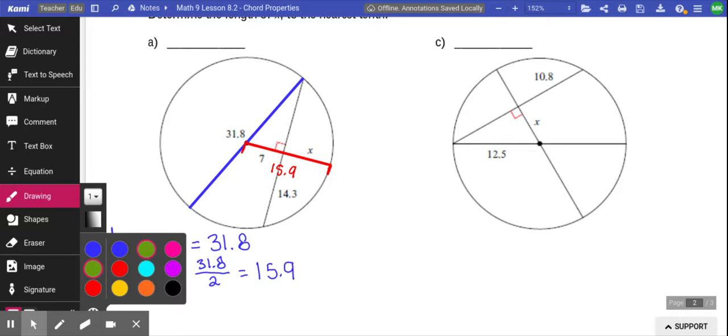And I know that this little section from here to here is 7. Then I could figure out the rest of this from here to here by going 15.9 minus 7. So I go 15.9 minus 7, and I get that x equals 8.9.